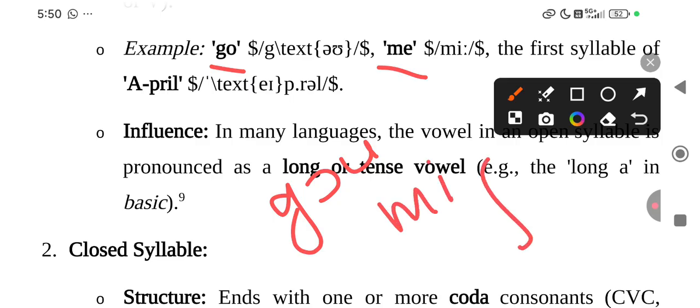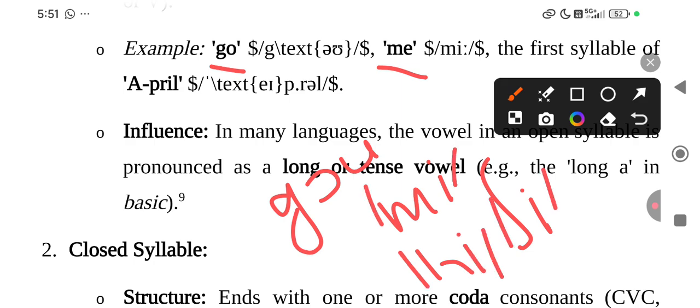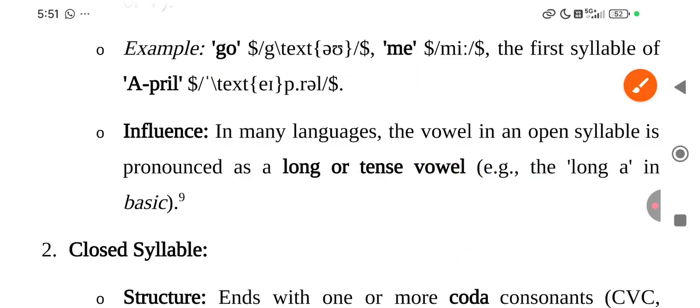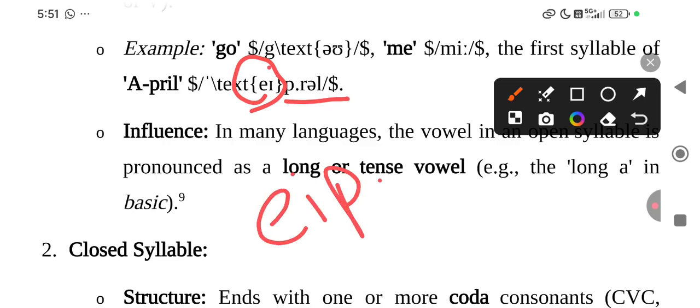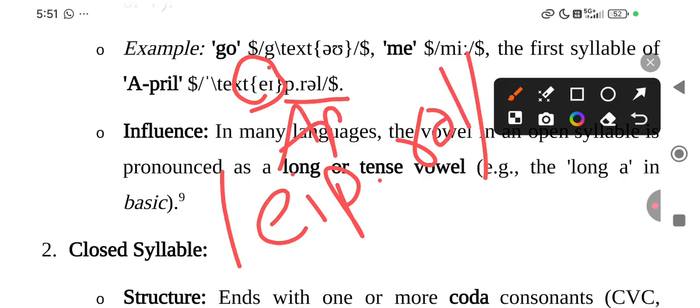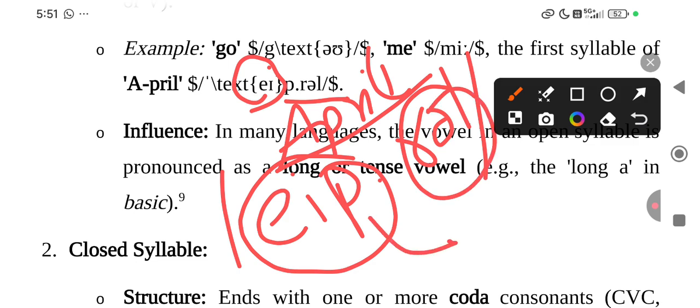Me, she, he, these are all examples of open syllables. Take the first syllable of April, not the complete word April. This is "ape" and "ril", so this word has two syllables. April is a two-syllabic word. They are talking about this syllable.